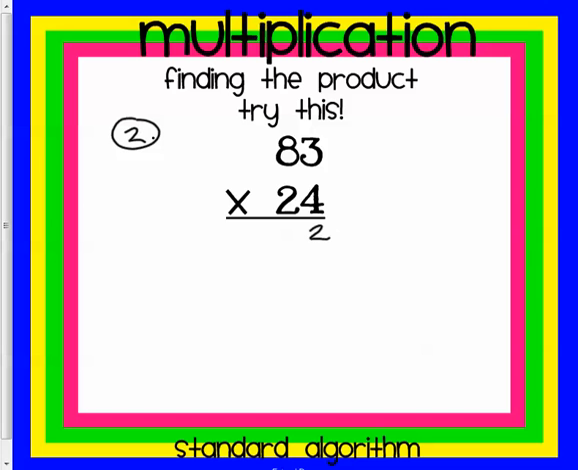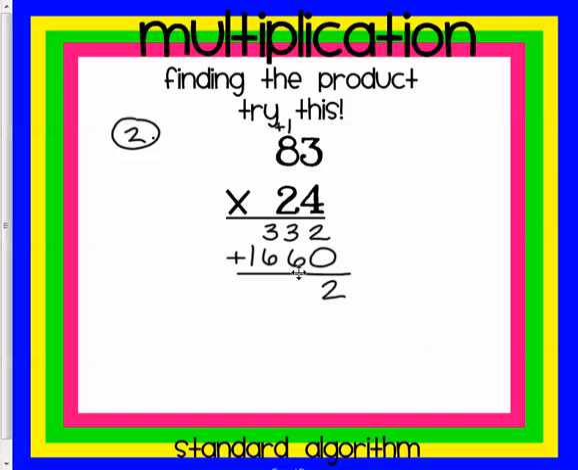4 times 3 is 12, and 4 times 8 is 32, but I add that 1 on and I get 33. So 4 times 83 is 332. Now this is a 20, so bring down my 0. 2 times 3 is 6. 2 times 8 is 16, and we're going to add these together. So 2 groups of 83 is 166, or 20 groups of 83 is 1,660.